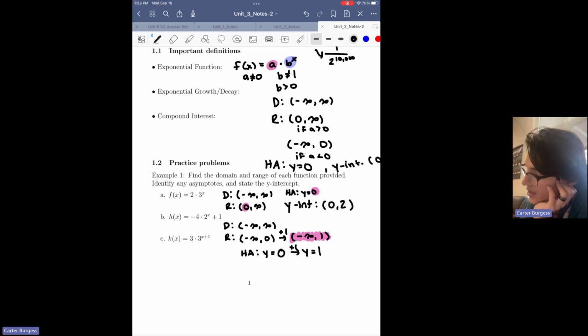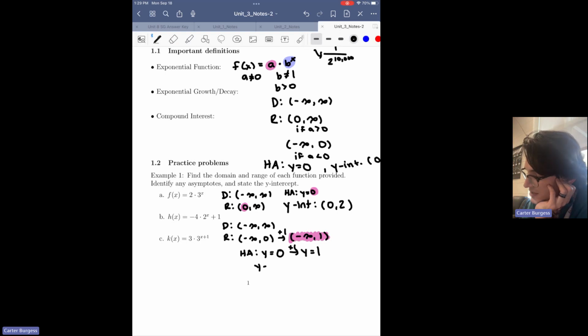All right, and then one more, the y-intercept. Normally it would be what? 0, -4, but what are we doing to it? Adding 1, all of our y values increase by 1, and so it's going to be 0, -3.